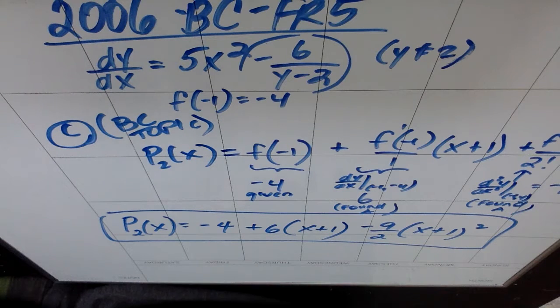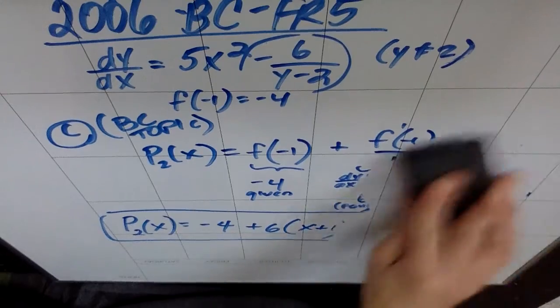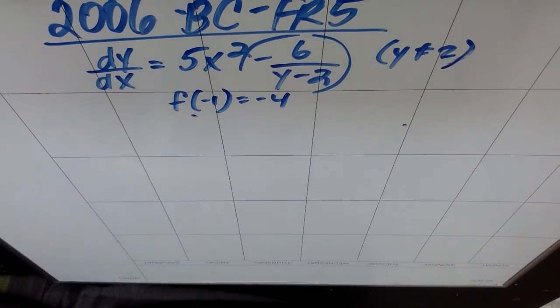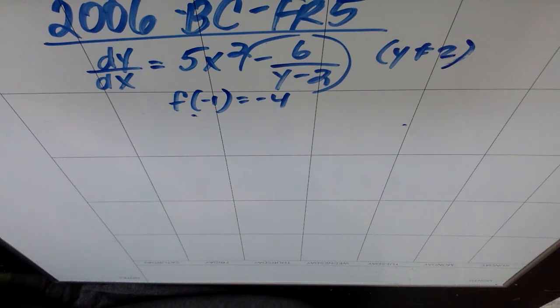So part D, so that was BC. I think part D is probably the other thing that we can expect from a Diffie-Q on a BC question, which is probably Euler's. Yep, part D. Use Euler's method starting at -1 with 2 steps of equal size to approximate f of 0. Show the work that leads to your answer.